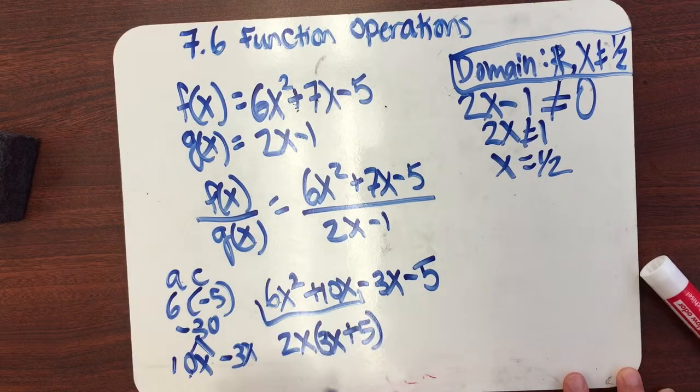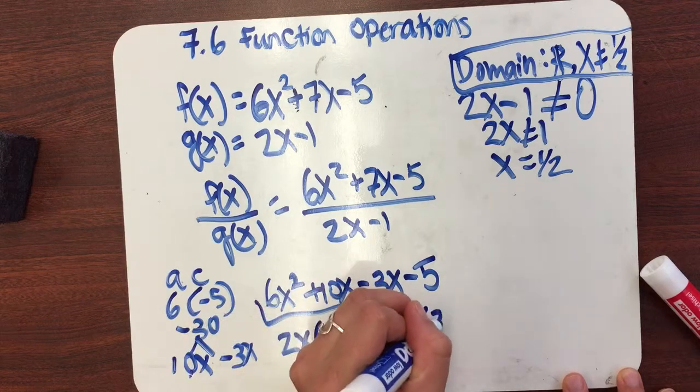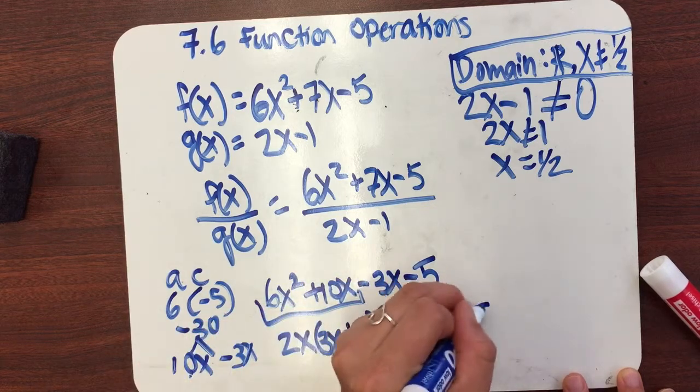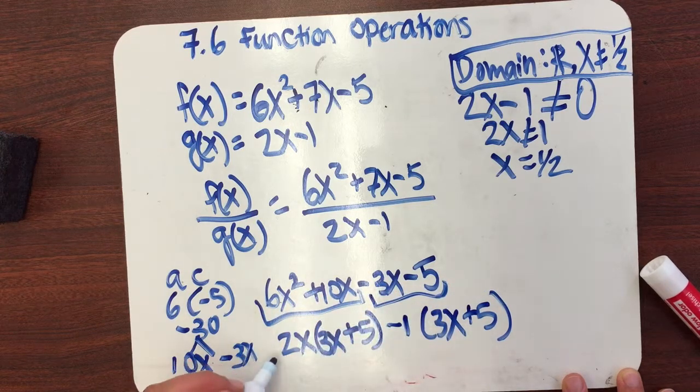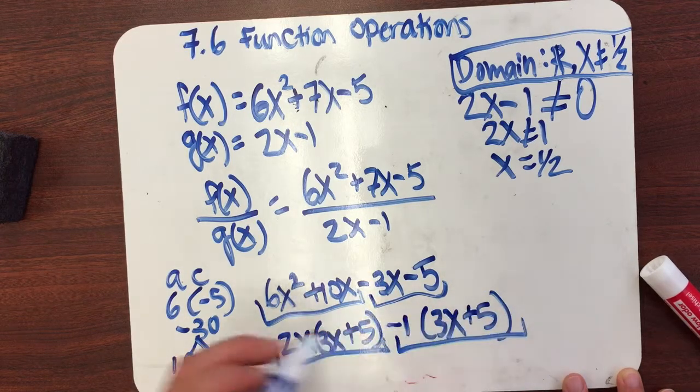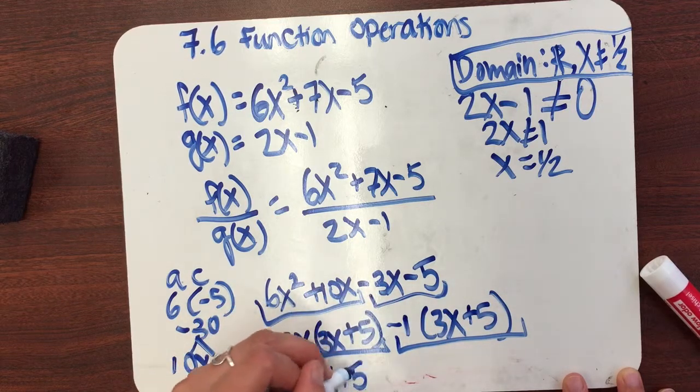And for this one, I have to have the same binomial left over, 3x plus 5. So I'm going to take out a negative 1 from this. So we made both of these terms have a 3x plus 5, so I'll take that out.